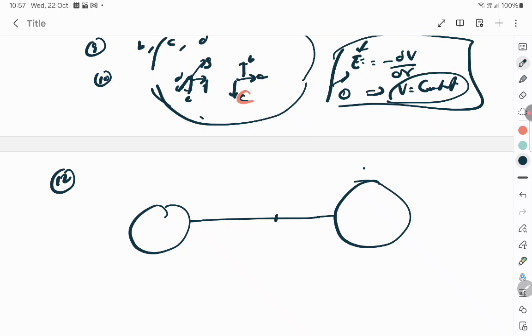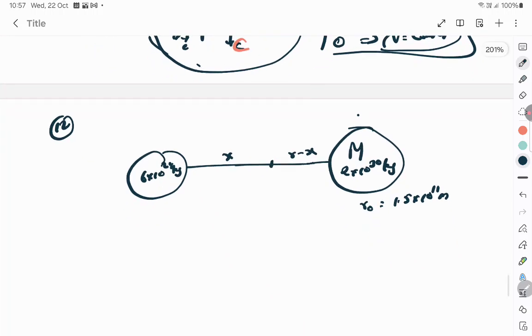Okay, let's see. The mass of the Sun is 2 into 10 to the power 30 kg. Mass of the Earth is 6 into 10 to the power 24 kg. The orbital radius of the Earth around the Sun is given to be 1.5 into 10 to the power 11 meters. So you assume that somewhere between, let's consider this as x and this as r minus x.